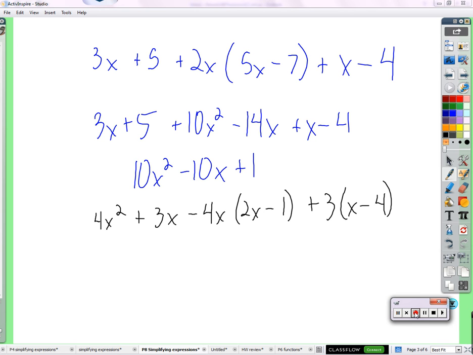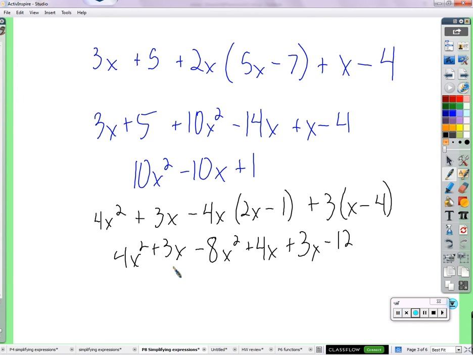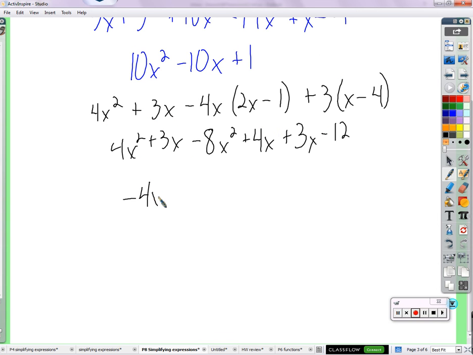Negative 4x times 2x, 8x squared. Negative 4x times negative 1, positive 4x. 3 times x, 3 times 4, 12. 4x squared plus 3x, so we're missing over the previous step. Looking at the x squares, 4x squared minus 8x squared is how many x squared? Negative 4x squared. 3x plus 4x plus 3x is 10x. That's all there is left, minus 12.